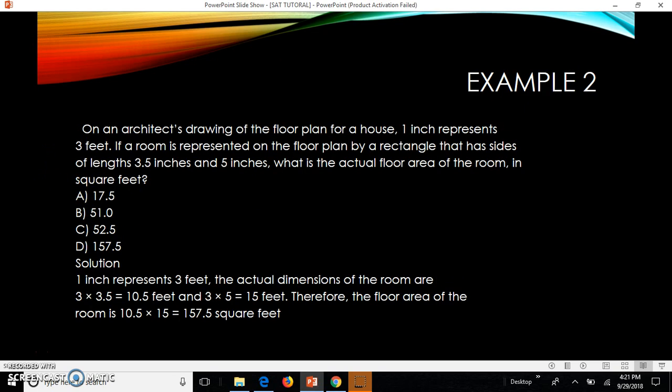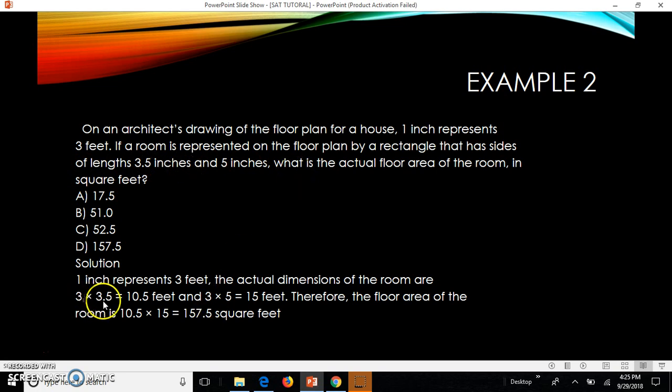Second example. On an architect's drawing of the floor plan for a house, 1 inch represents 3 feet. If a room is represented on the floor plan by a rectangle that has sides of length 3.5 inches and 5 inches, what is the actual floor area of the room in square feet? For you to get the square feet, you have to multiply these two together, 3.5 and 5. But we can't do that because they said the answer must be in feet, so you need to convert each length to feet.